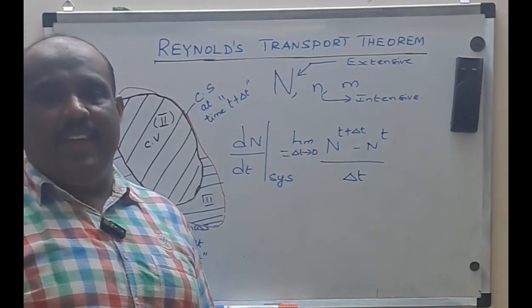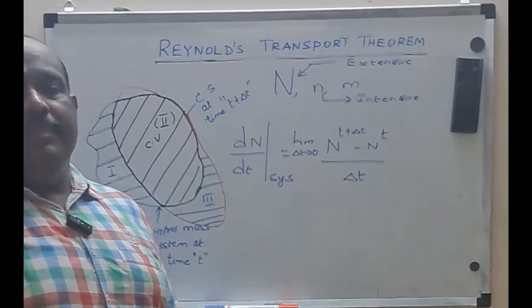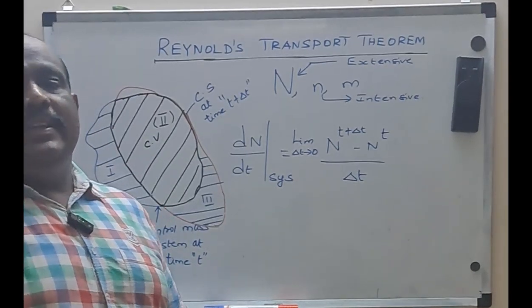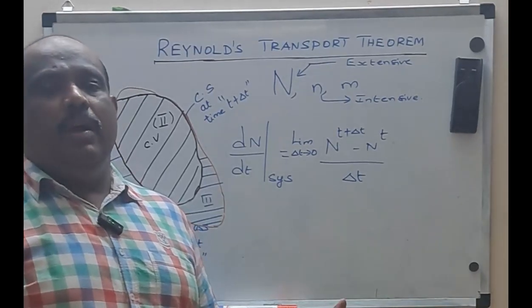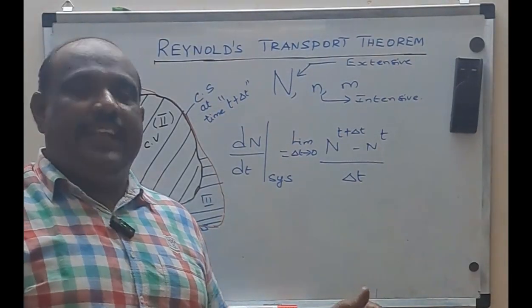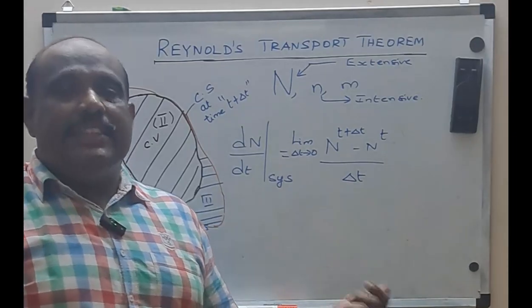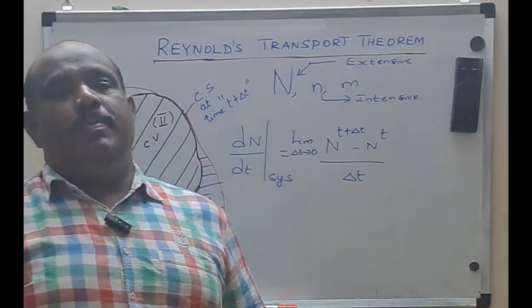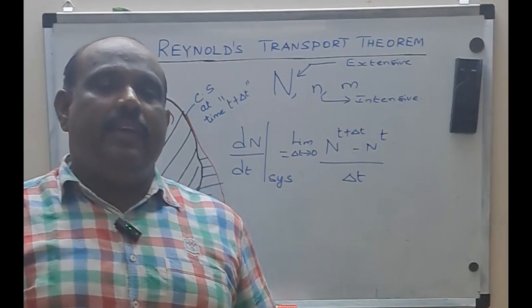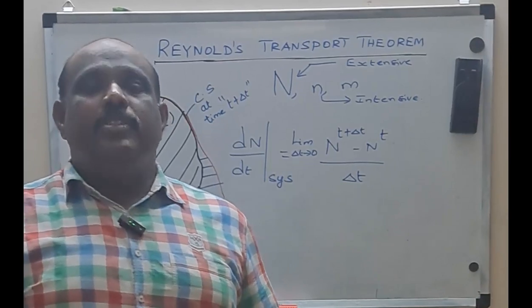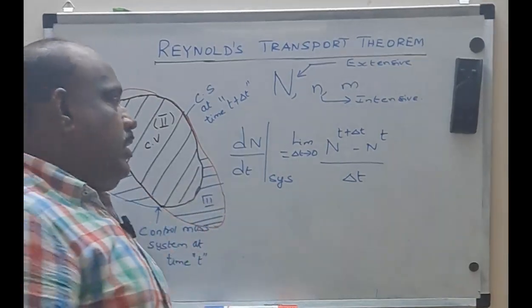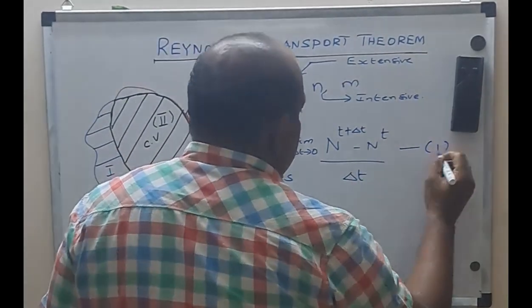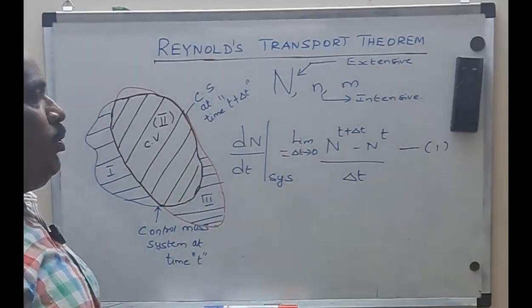It's not a doubt. Okay, I'll once again explain. The rate of change of the extensive property N, when the control system is moving between time t equal to t and t equal to t plus delta t, is given by N of t plus delta t minus N of t by delta t. This will be equal only when the limit delta t tends to 0. I hope you got it. Further we'll move.